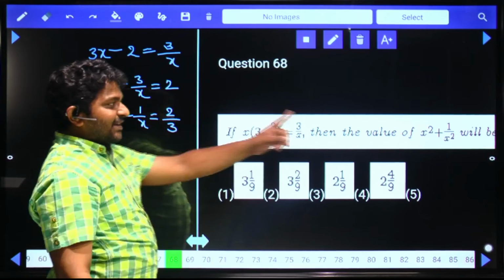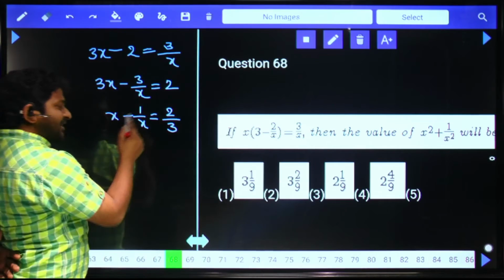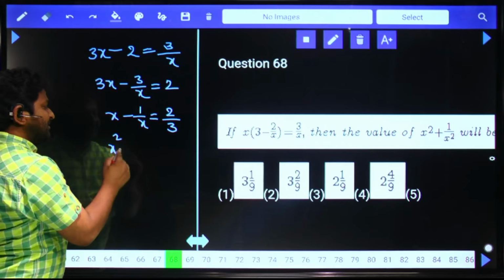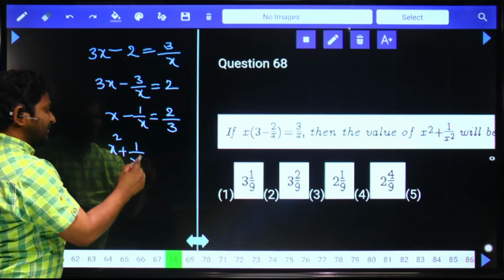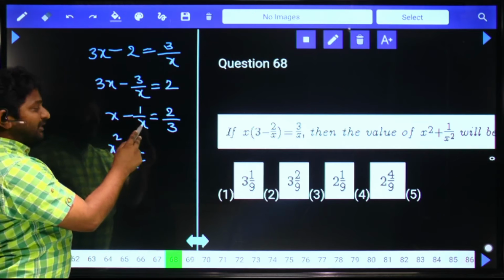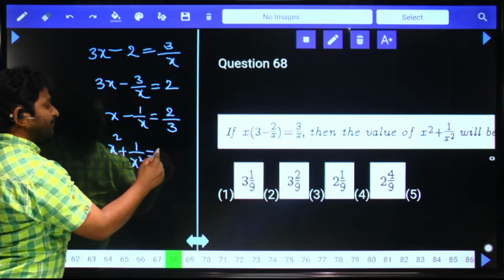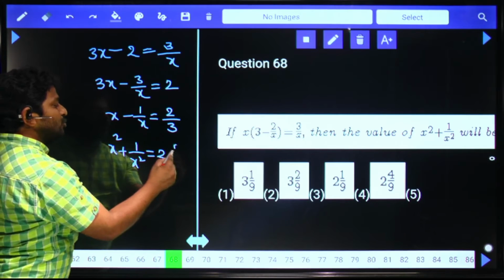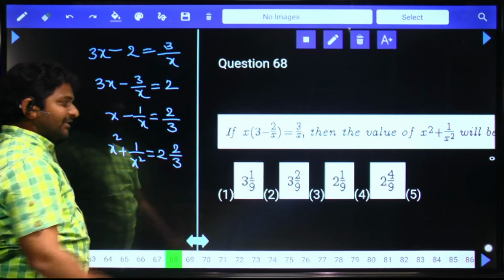Now our question is x square plus 1 by x square. Let us take the square of this number. x square plus 1 by x square minus 2ab, 2 into x into 1 by x, minus 2 will be there. Minus 2 goes to the other side. That will become 2 plus 2 by 3.